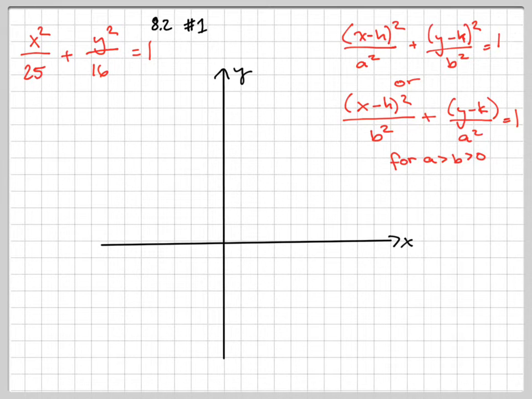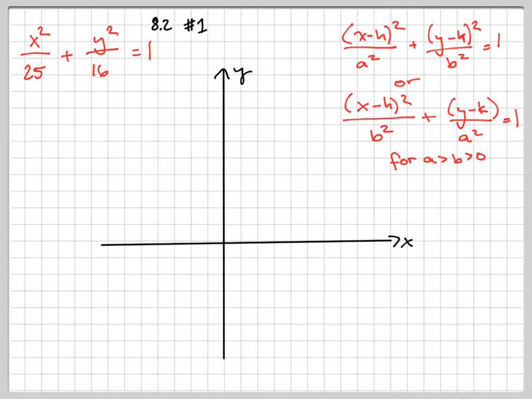In section 8.2, number 1, we're talking about ellipses and hyperbolas. For number 1, you have to find the graph of the ellipse, find the domain, the range, and the foci. What we have here is x squared over 25 plus y squared over 16 equals 1.